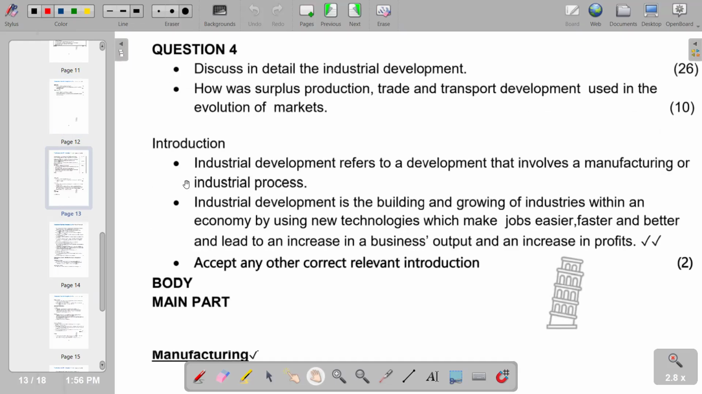So in terms of industrial development, it refers to a development that involves a manufacturing or industrial process, and also industrial development is the building and growing of industries within an economy by using new technologies, which makes jobs easier, faster, and better, and leads to an increase in business output and an increase in profits.